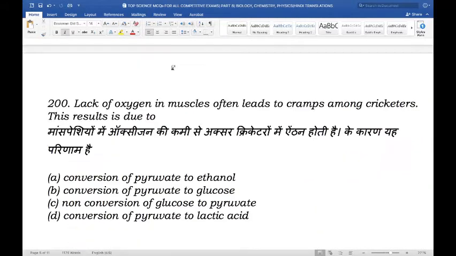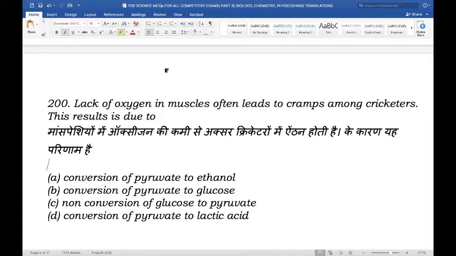Next question. Lack of oxygen in muscles often leads to cramps among cricketers. This result is due to, is it A, conversion of pyruvates to ethanol, B, conversion of pyruvates to glucose, C, non-conversion of glucose to pyruvate, or D, conversion of pyruvate to lactic acid?